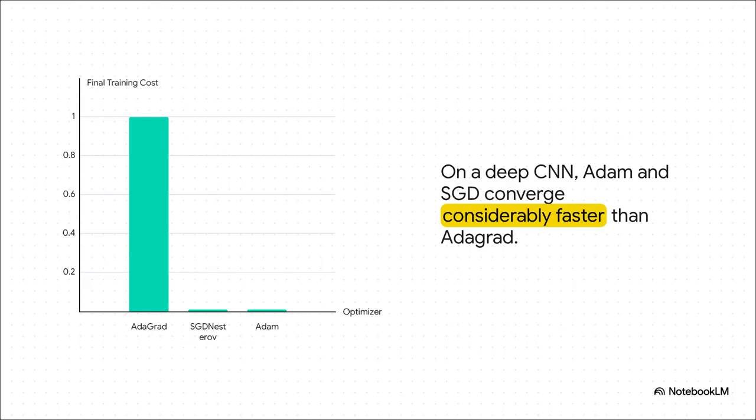And on deep convolutional networks, the kind that power image recognition, the results were just night and day. Just look at that huge bar for AdaGrad on the left. It basically just gave up. Its progress completely stalled. Adam and SGD, on the other hand, kept on learning and found a much, much better solution. It just showed how versatile this new algorithm was.